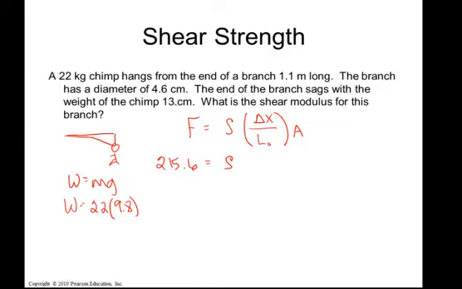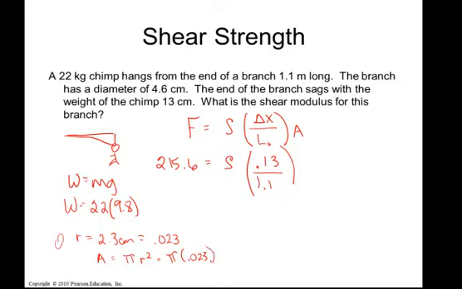I'm trying to find the shear modulus. And it says that this is sagging, so that's the amount of my change, of 13 centimeters, which is going to be 0.13 meters. And the original branch is 1.1 meters long. Now I'm going to have to find the area of this branch, and it's going to be a circle. And it's going to have a diameter of 4.6, which means my radius is going to be 2.3 centimeters, or 0.023 meters. And to find my area, I'm going to have to do pi times r squared. So pi times 0.023 squared.